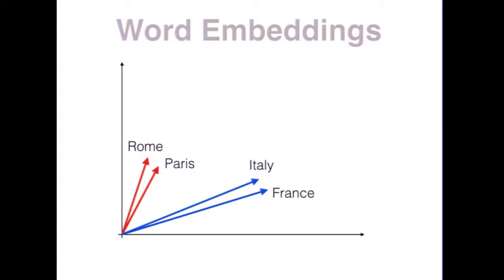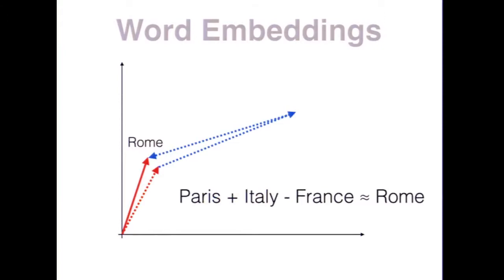So if you start with a vector for Paris, you add the vector for Italy, and you remove the vector for France, you end up with a vector which is very, very close to the vector for Rome. So you can map these relationships, semantic relationships, with these analogies. So that's the overall idea of what word embeddings look like.